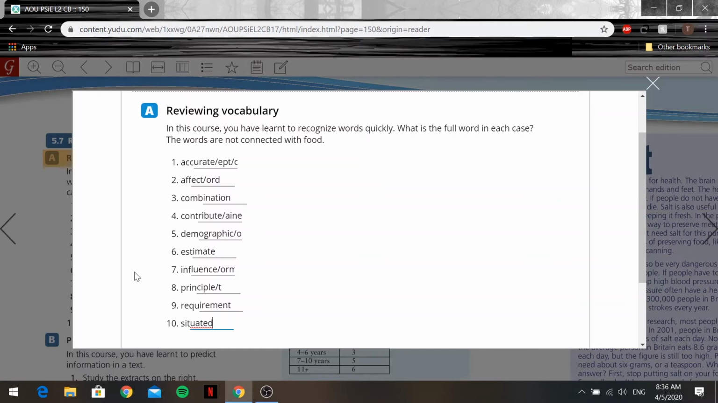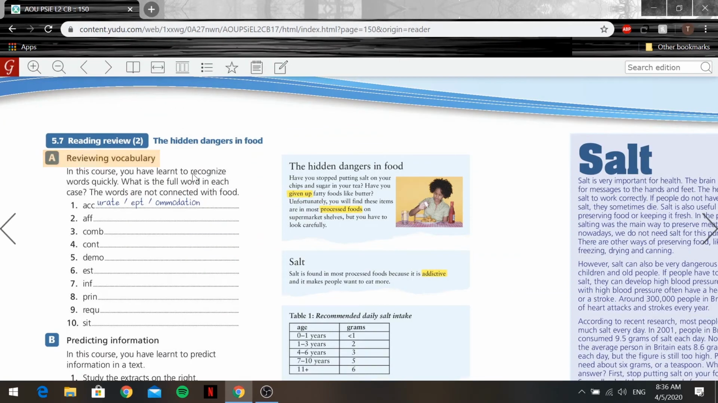One, we have accurate, accept, and accommodation. Two, affect and afford. Three, combination. Four, contribute and contain. Five, demographic and demonstrate. Six, estimate. Seven, influence, information, and inform. Eight, principle and print. Nine, requirement. And 10, situated. Okay? Pretty interesting exercise.